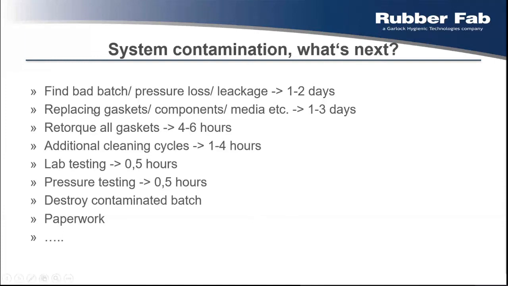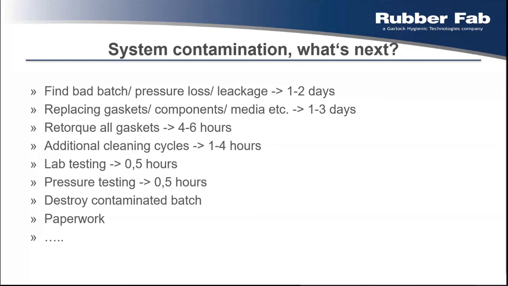In the very first step, it's about finding this bad batch, seeing where the contamination comes from. Do we have pressure loss? Do we see any leakage? Depending on the size of the manufacturing plant or the process line, this can actually take up to 1 or 2 days. So let's say you have found the root cause of your contamination.